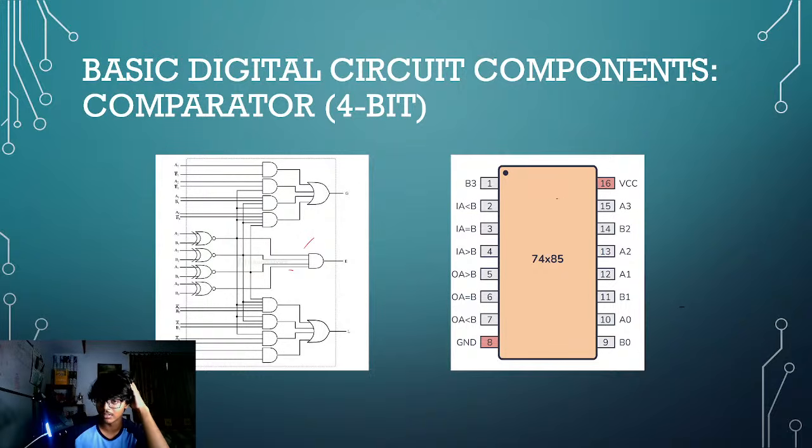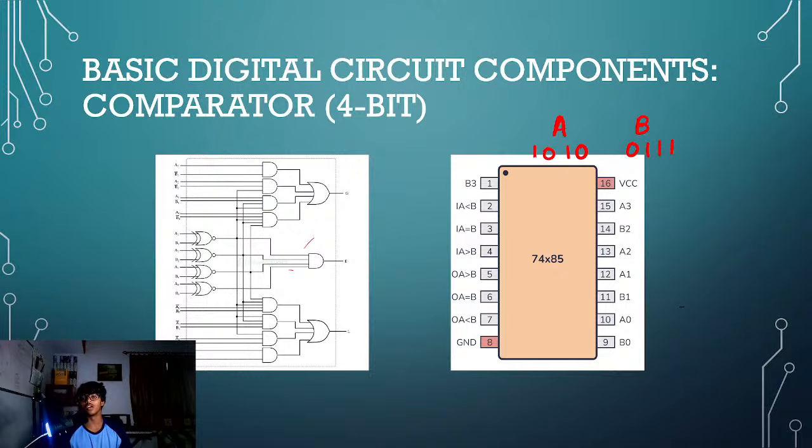What that means is, let's say I have two 4-bit numbers, A and B. Let's say A and B are two numbers in binary. So let's say my first number is 1010 and my second number is 0111.